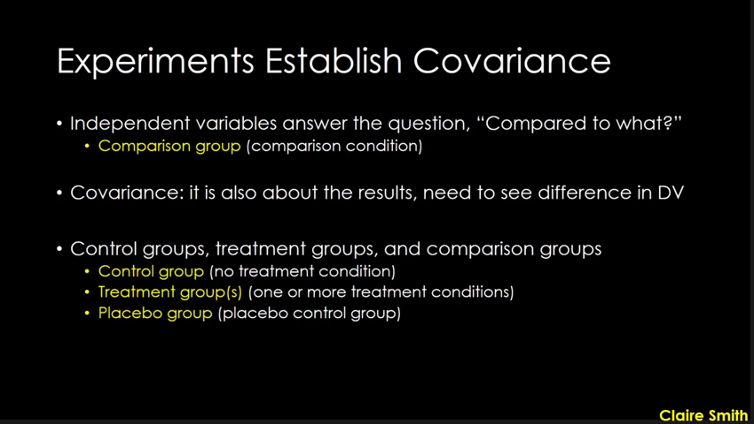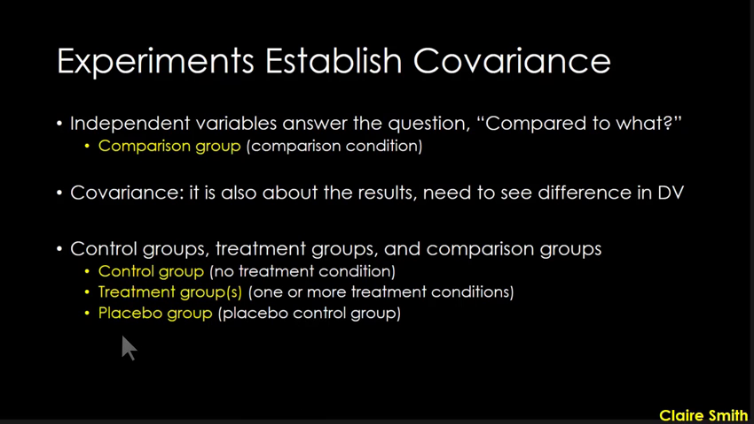And covariance is also not only just about the different conditions, but it's about the results. Not only do you need to have two groups to compare to each other, but you need to see a difference in what you're measuring to show that there's some sort of relationship between the groups that you're looking at, right? So not only about the independent variable and having your groups, but about the results, you need to see some sort of change between the groups to show that there's covariance, right? And you're going to have, in most cases, not all cases, a control group, which would have no treatment condition. Treatment groups, which is either just one or more treatment condition.